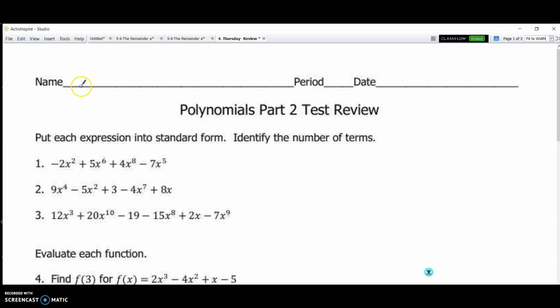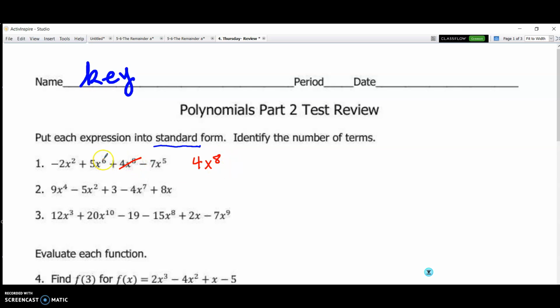All right, guys, this is the key to your review for your test tomorrow. So identify the number of terms and put the expression into standard form. Standard form means that the exponents need to go in descending order. So grab your largest exponent, which is 8, and it belongs to 4x to the 8th. So 4x to the 8th.